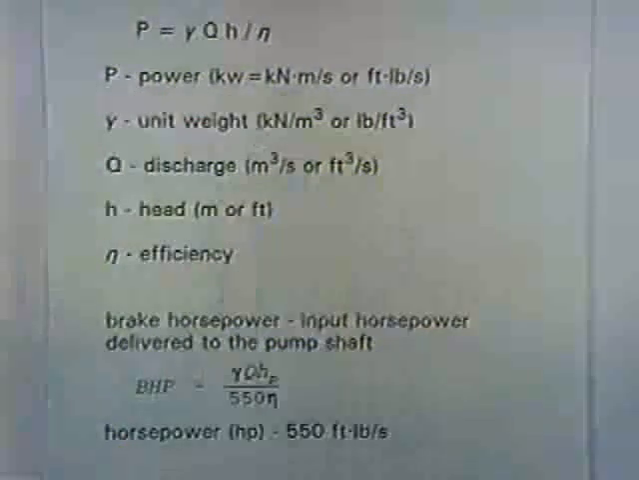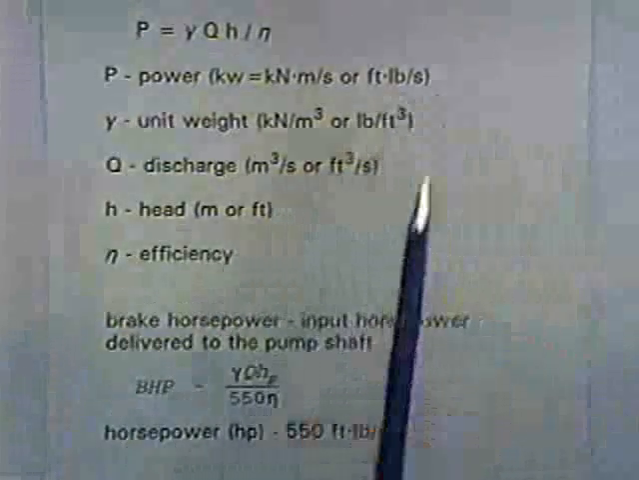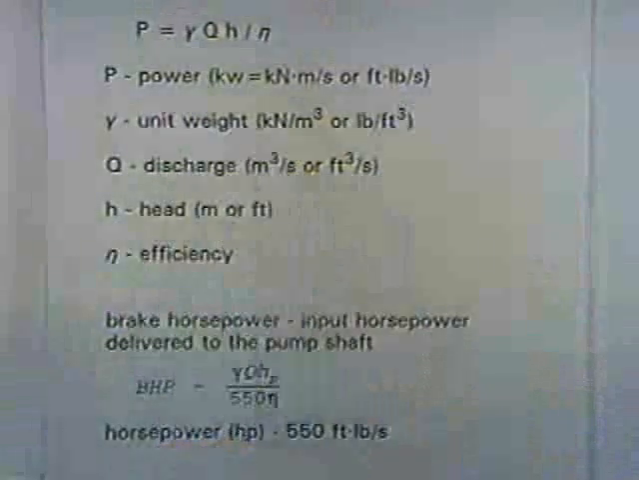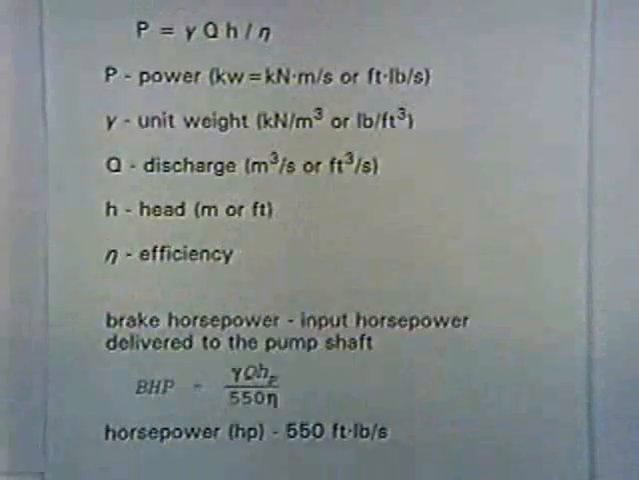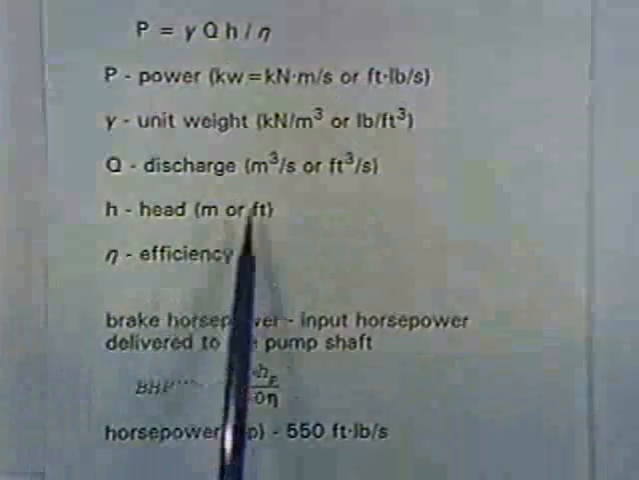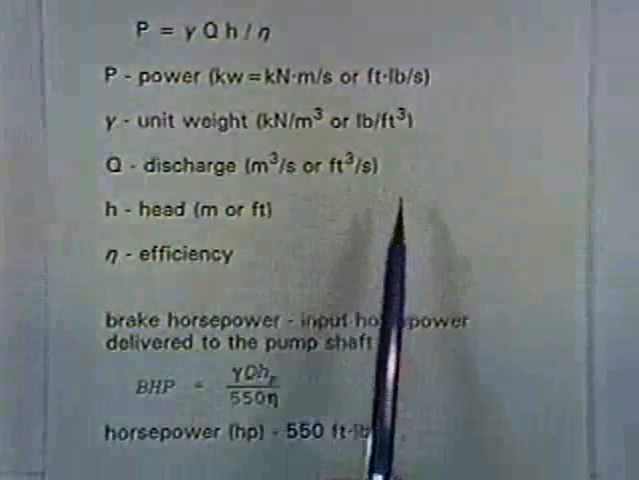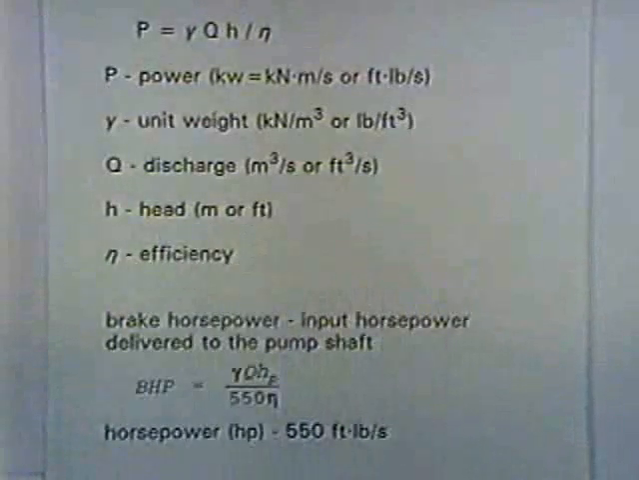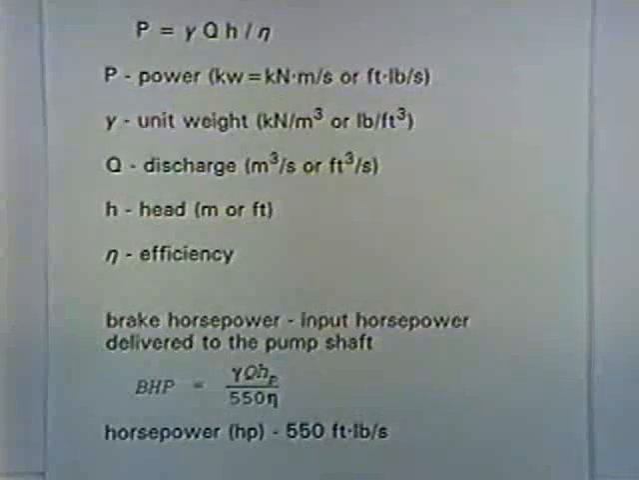And here we've got the power, and the units in kilowatts or in foot-pounds per second. We've got the unit weight in kilonewtons per cubic meter, or pounds per cubic foot, discharge rate in cubic meters per second, cubic feet per second, the head in meters or feet, and the efficiency.